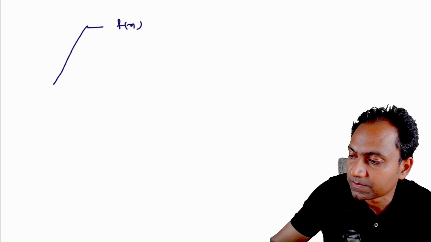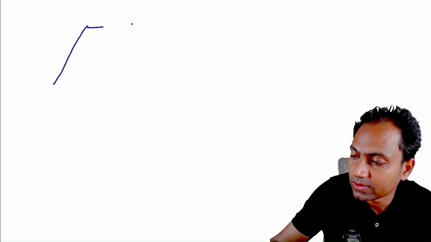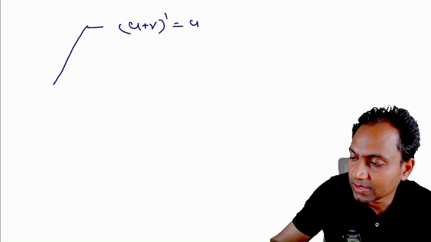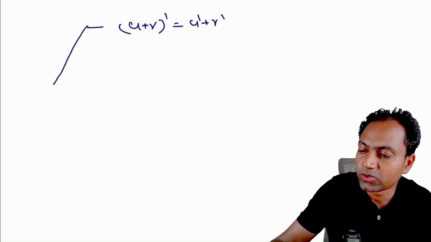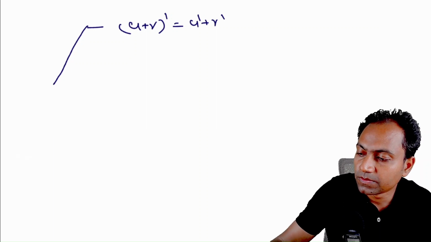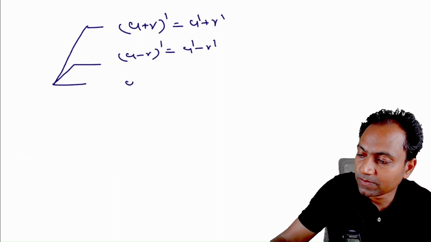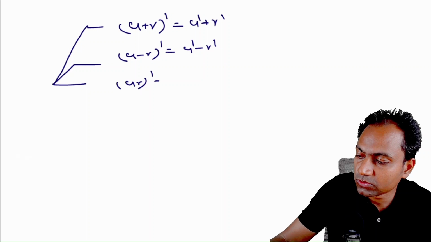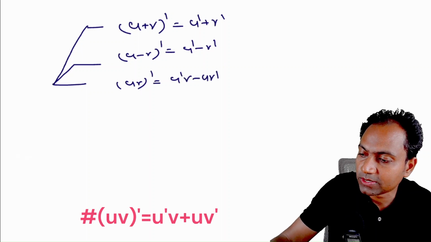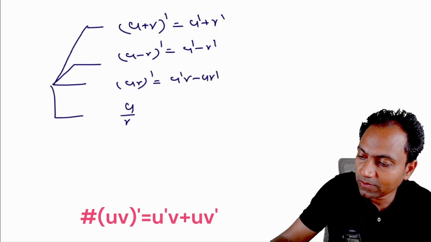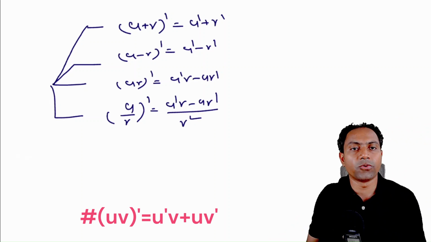So if we have functions, let us write u and v. So u plus v, if I am taking the derivative of this function, then the answer is the sum of derivatives of individual functions. If I put a minus sign, then u dash minus v dash. Then if you have multiplication, we have nothing but the product rule: u dash v plus u v dash. And then for u by v dash, we can write u dash v minus u v dash by v square. Now, these are the 4 rules that we have.